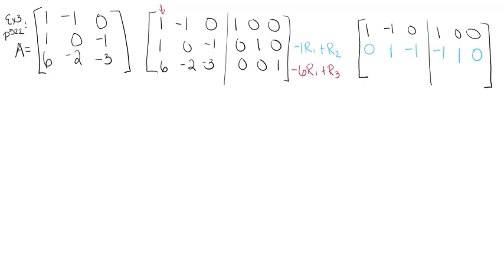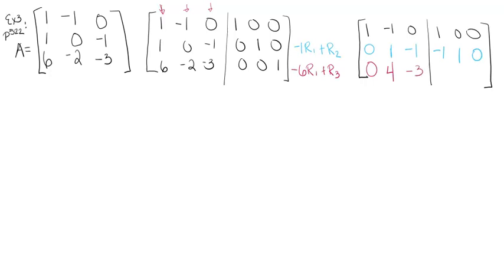Now I'm going to get my new row 3 by taking this original matrix right here, I'm going to take row 1, and I'm going to multiply it by negative 6 and add it to row 3. So negative 6 plus 6 gives me 0. And then I'm going to look at this one right here. Negative 6 times negative 1 is positive 6 plus negative 2 is 4. And then I'm going to look at this last one here. A negative 6 times 0 is 0 plus negative 3 is negative 3.